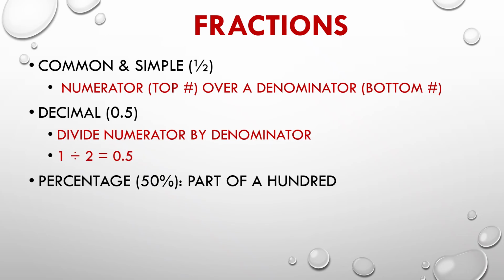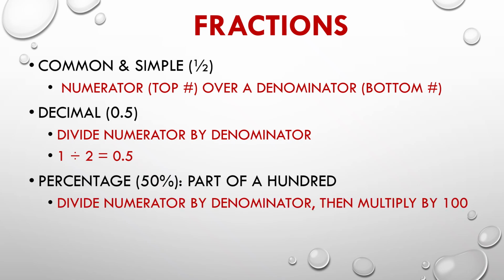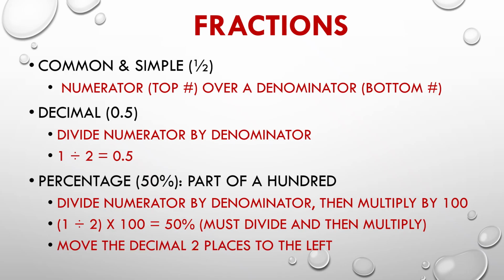So if we take, for example, 1/2, so 1 is our numerator, 2 is our denominator. If we divide 1 by 2, we get 0.5. And then we can also convert those into percentages, which is a part of 100. So to do that, we're going to take that decimal we just did, divide the numerator by the denominator, and then we're going to multiply by 100 to get a percent. So if we take 1 divided by 2, that was 0.5, and then multiply that by 100, now we get 50, but then it's important to remember that we include this percentage sign.